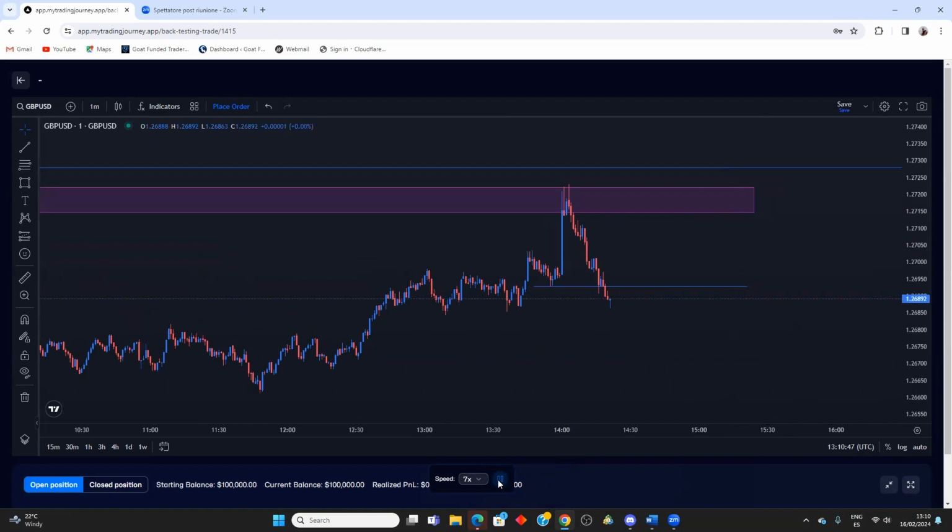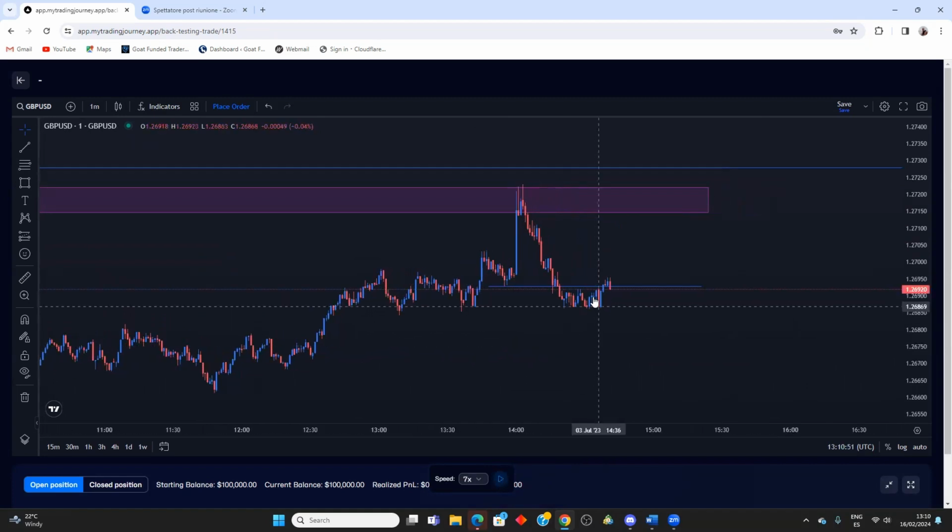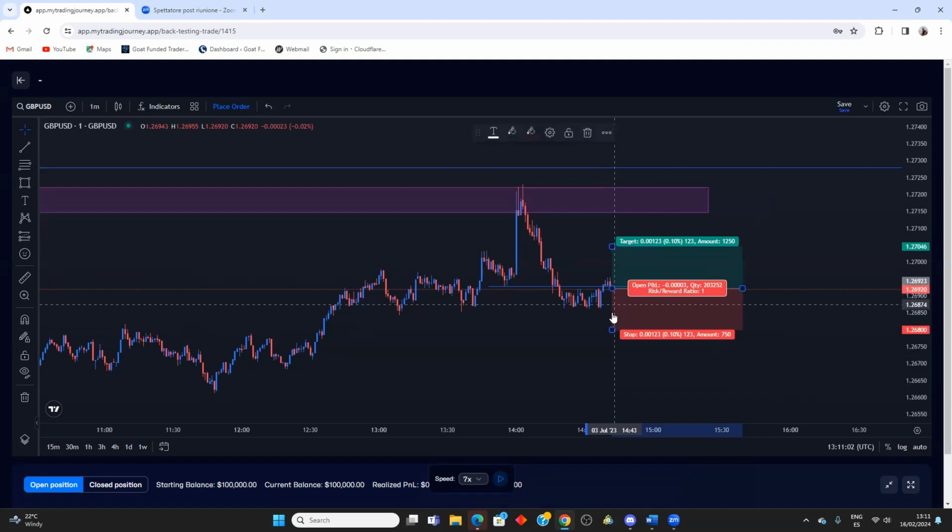Now I need a buy confirmation, a bullish confirmation. So we need to see some structure. Here we see some structure, perfect, at least some type of structure. And I'm gonna look to enter this trade and let's see how it plays out. I'm gonna enter after the break, the retest of this area.